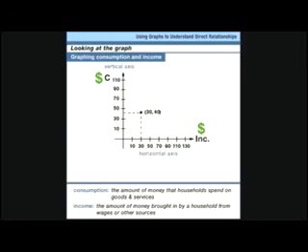Now, sometimes you'll hear the information represented here called the x variable, or this number called the x-axis.